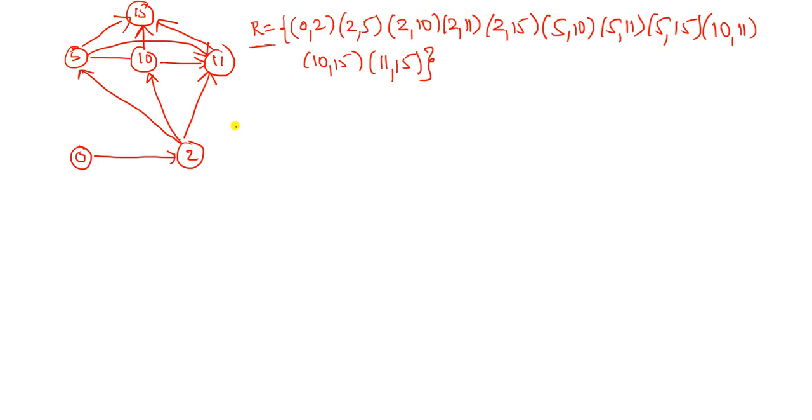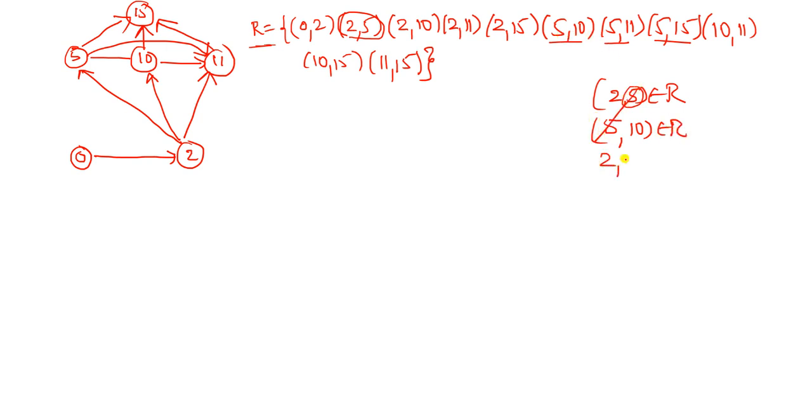Now remove the second element. Come to the second element, 2, 5. Check here: 2, 5 belongs to R. So here the second element is 5. Is there any element that starts with 5? Yes, 5, 10 is there, 5, 11 is there, 5, 15 is there. Check each one. 5, 10 belongs to R. Yes, 5, 10 is existing.